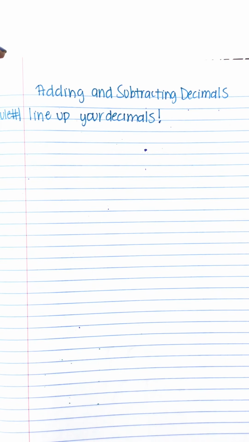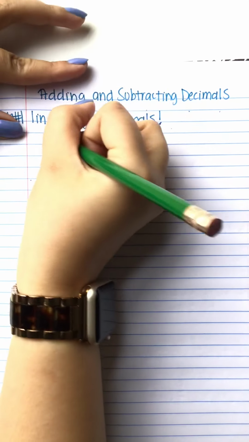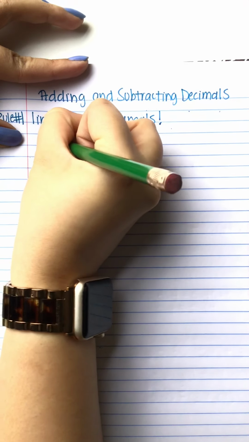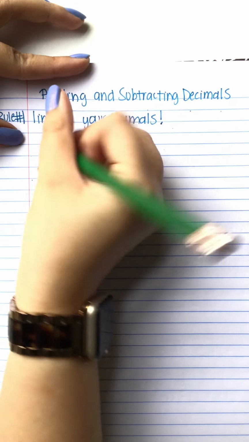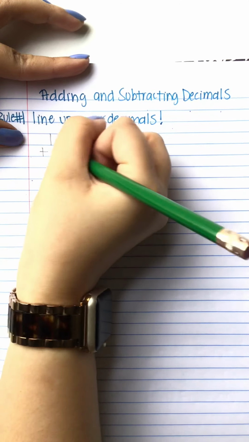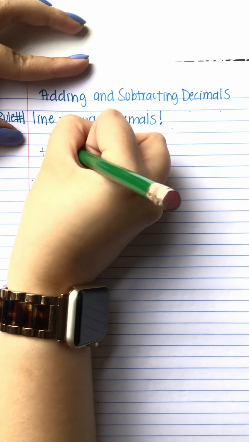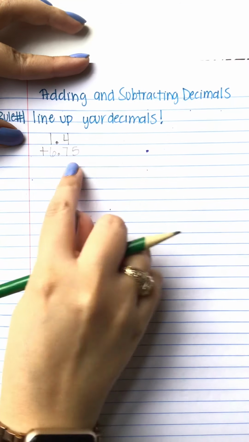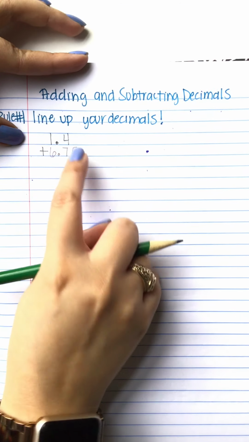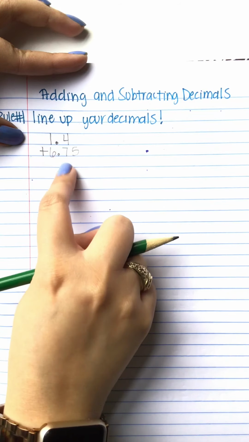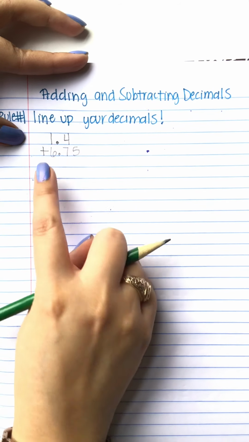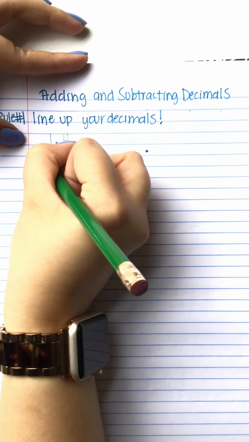So for example, let's say we have 1 4/10 plus 6 75/100. As you can hear, they end in different place values. One ends in the tenths, the other one ends in the hundredths. However, I still lined up my decimal. And that's for an addition problem.